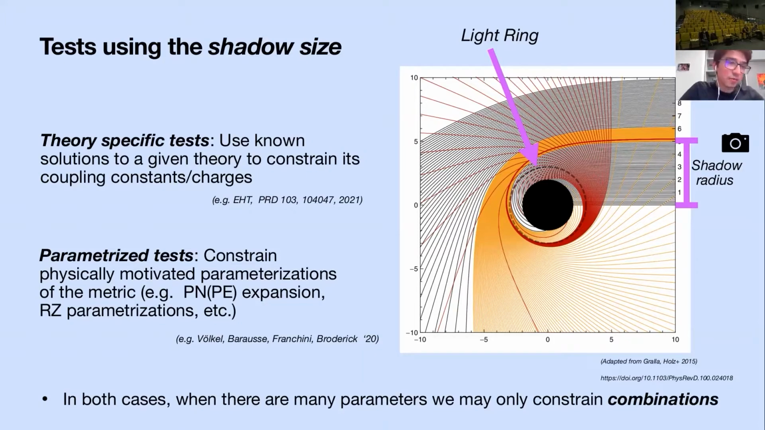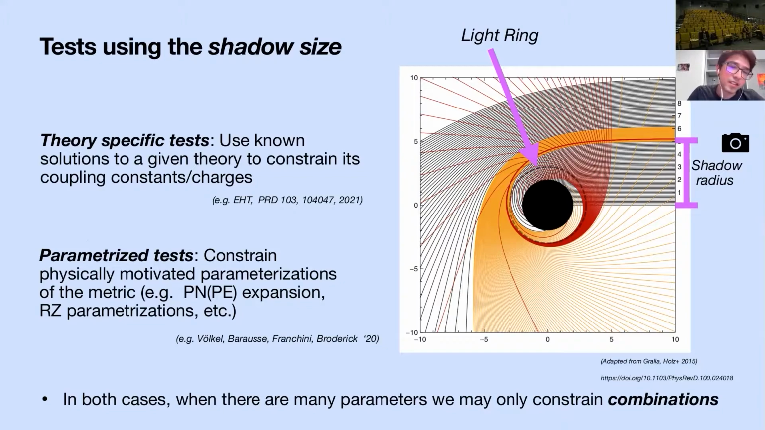So a more organized way of constraining gravity would be to use the second class here that I call parameterized tests of gravity. The idea here is to describe the metric as a sum of terms. For example, it could be a sum of 1 over r terms to some power, as in a post-Newtonian expansion, or a Padé summation, a summation with Padé approximants.